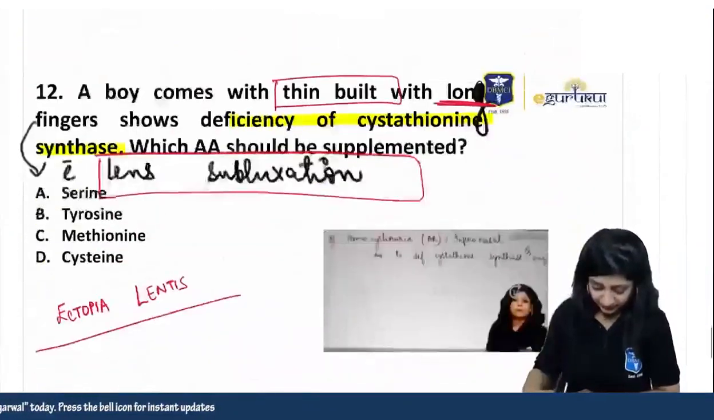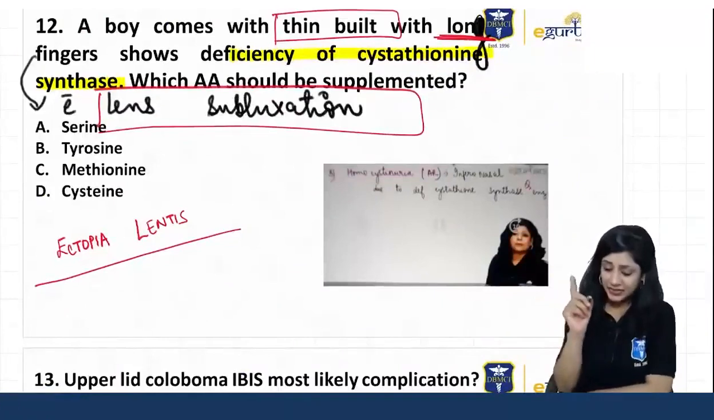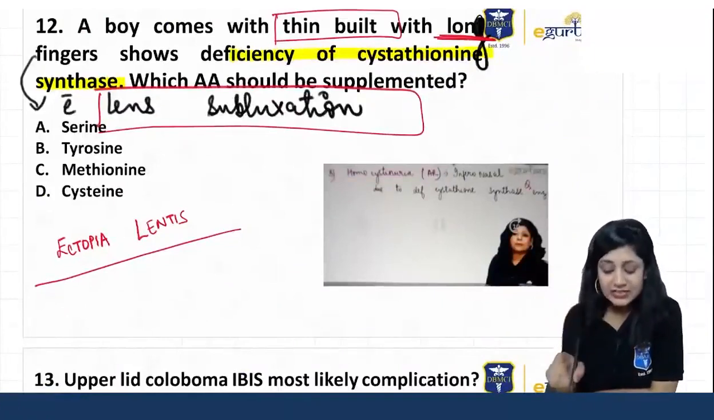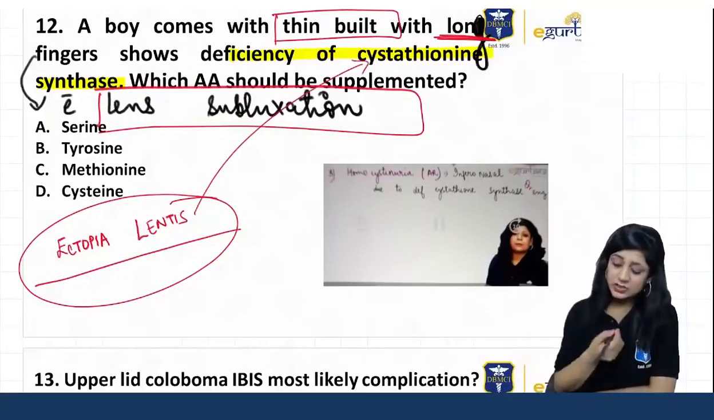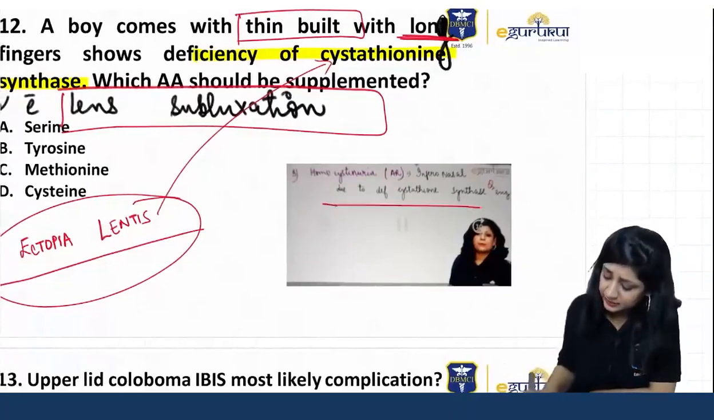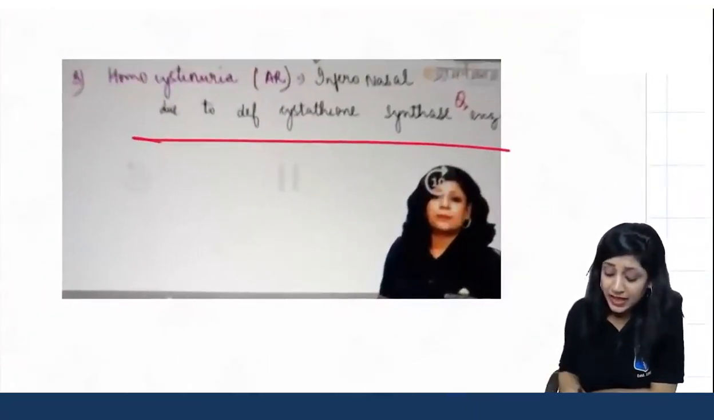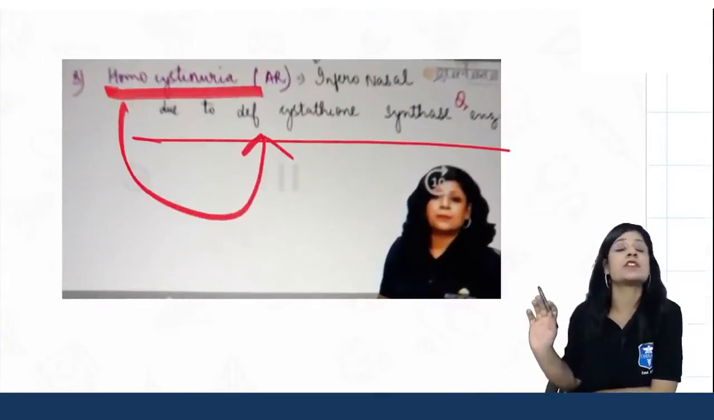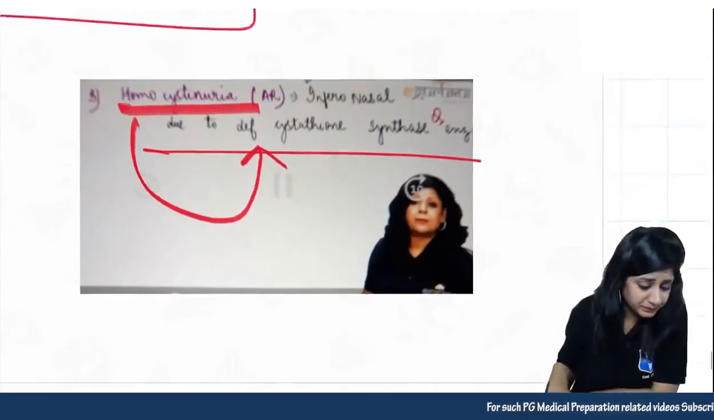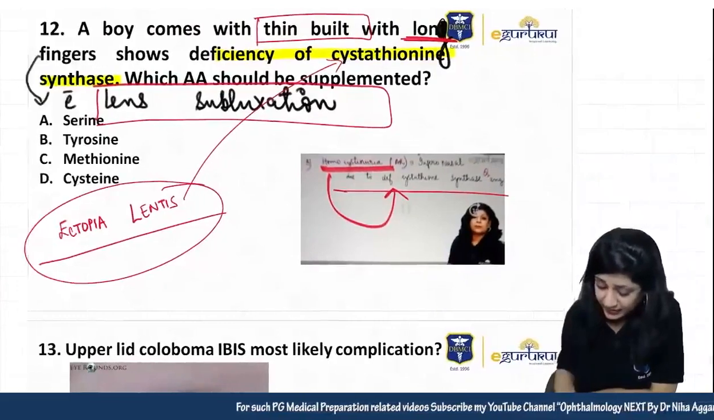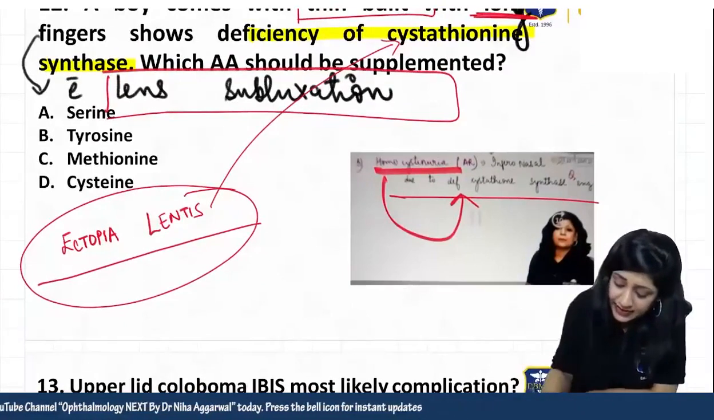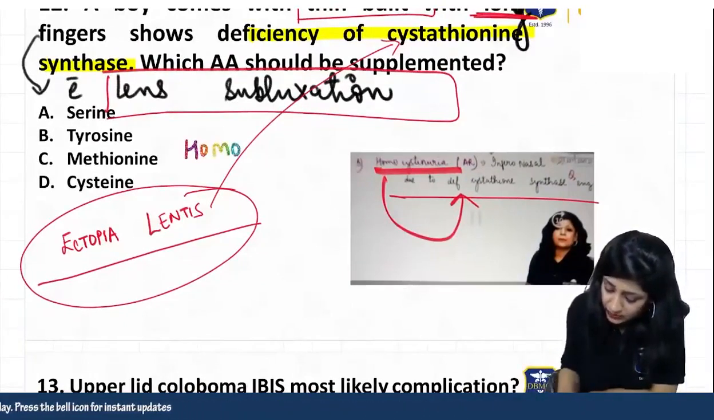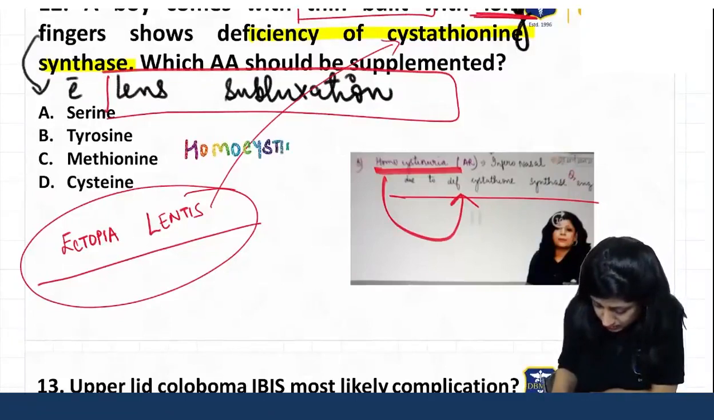Thank you beta. So we have this thin build with long fingers with subluxation, ectopia lentis. So which condition of ectopia lentis presents with deficiency of cystathionine synthetase? This is clear cut. I have taught you this in the classroom also. In homocystinuria we have the deficiency of cystathionine synthetase. Okay. So what are they asking? They are asking which amino acid should be supplemented. So it is a clear cut case of homocystinuria.